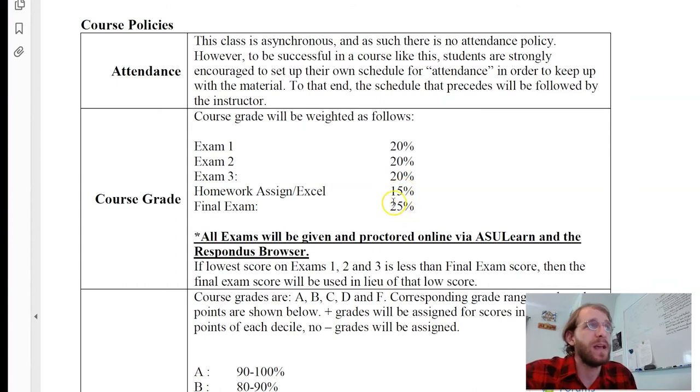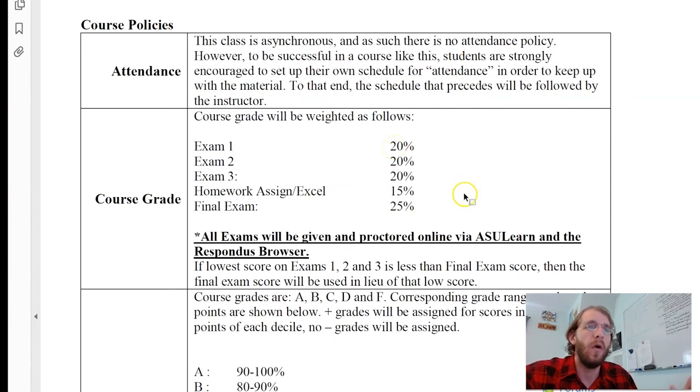Okay? The final exam is worth 25% of the class, and you must take all 4 exams no matter what. That being said, the final exam will replace the lowest of the first 3 exams if there is one, right? So if you get a lower grade on the first exam than you get on the final, the final will count twice. You will get your grade on the final, and then the final grade will replace your low grade on the first exam, and that will be how I calculate your grade, right?